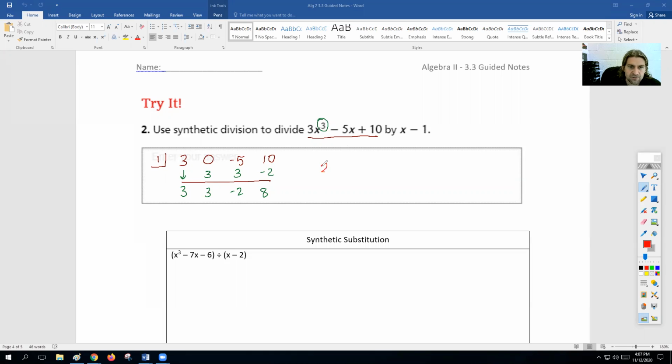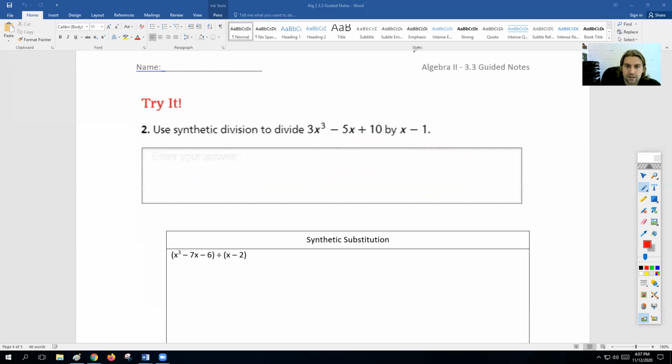So the answer is going to be 3x squared plus 3x, then the next number is negative 2, so minus 2, and then we have a number at the end, so there's a remainder, so plus 8 divided by x minus 1. There's our answer. We can get the same answer by doing long division if we ever want to check, but synthetic division is a whole lot easier and a lot quicker. The only catch is it only works when it's a simple x minus something or x plus something.